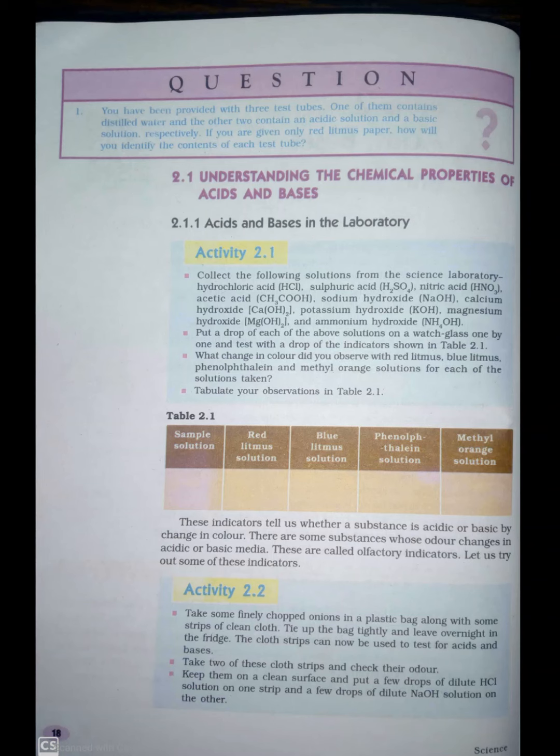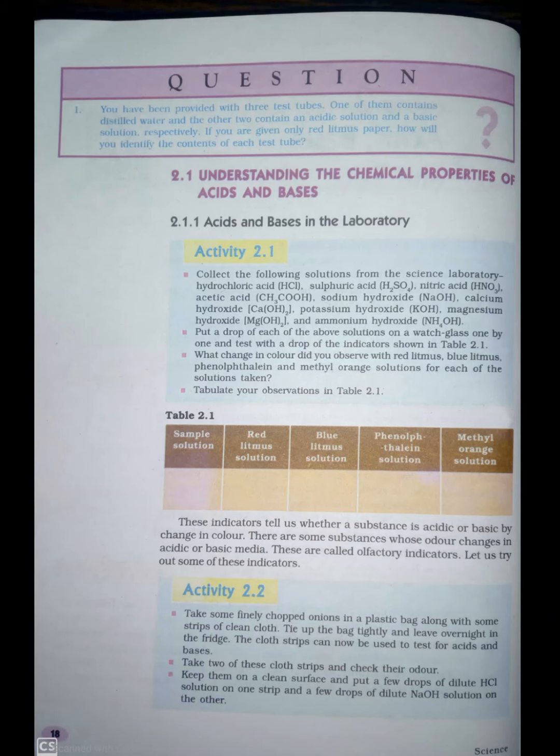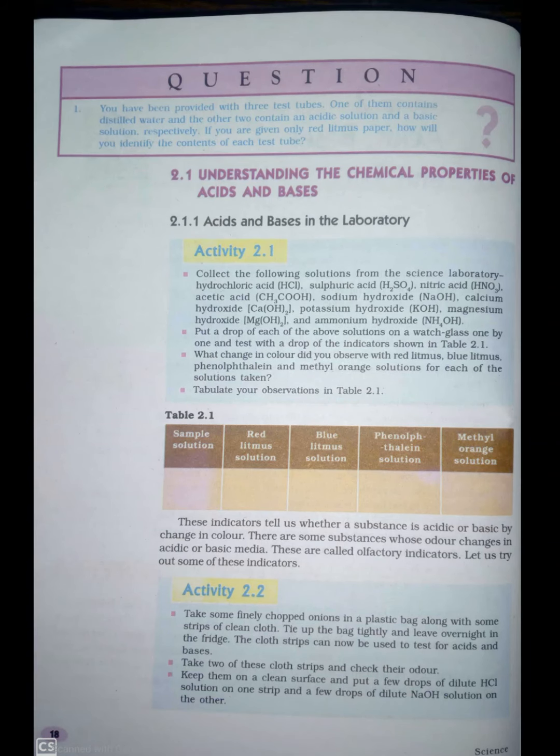Put a drop of each of the above solutions on a watch glass one by one and test with a drop of the indicators shown in Table 2.1. What change in color did you observe with red litmus, blue litmus, phenolphthalein and methyl orange solution for each of the solutions taken? Tabulate your observations in Table 2.1.